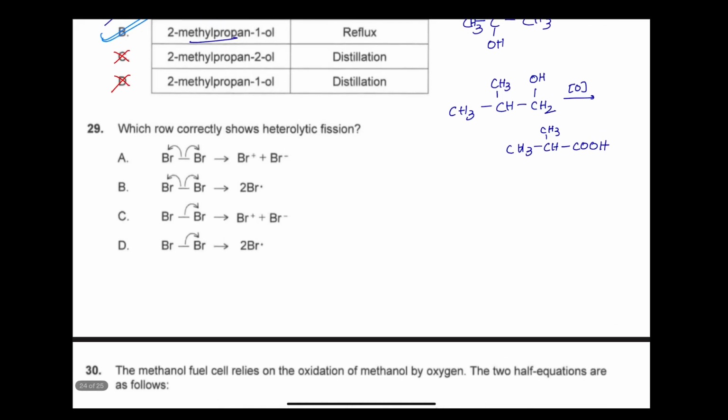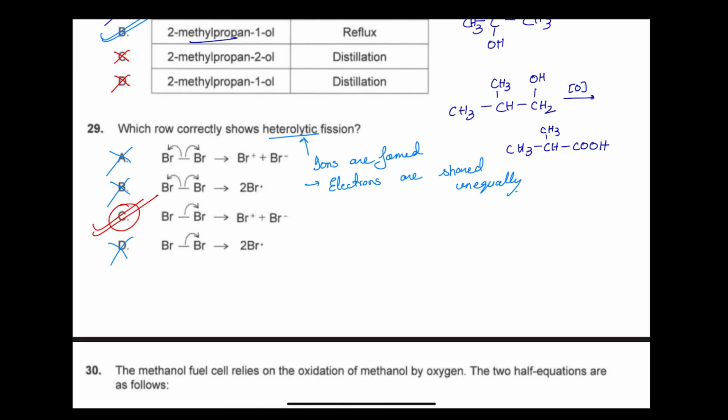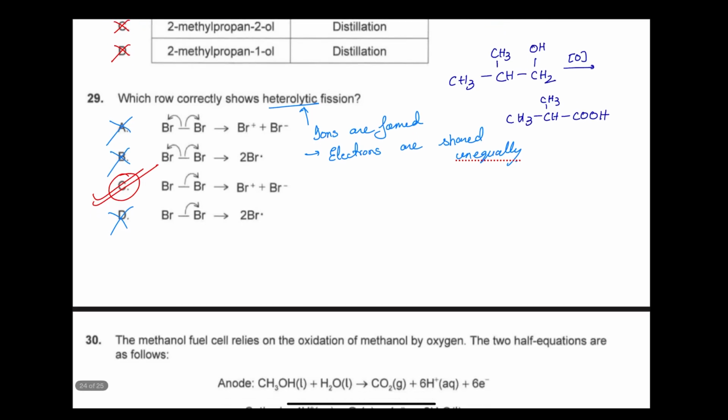29. Which row correctly shows heterolytic fission? In heterolytic fission, ions are formed and electrons are shared unequally. So B and D are eliminated because they form free radicals. In A, electrons are shared equally, of course, cannot be possible. You won't get ions. So the answer is option C, where both electrons will go to the Br, which contains the negative charge.